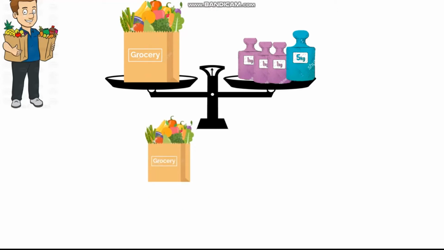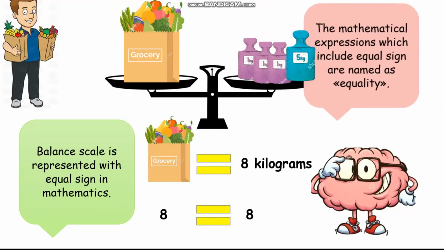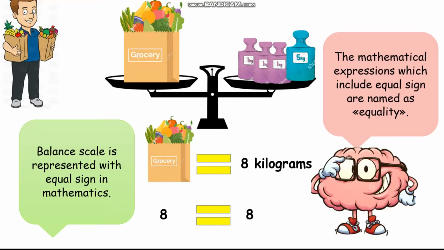We know that the two sides of a balance scale equal each other. So our packet equals the addition of these weights, which is 8 kilograms. And it's like 8 equals 8. So a balance scale is represented with the equal sign in mathematics. And what else? The mathematical expressions which include an equal sign are named equality. Yes, I see that it's so simple for you.